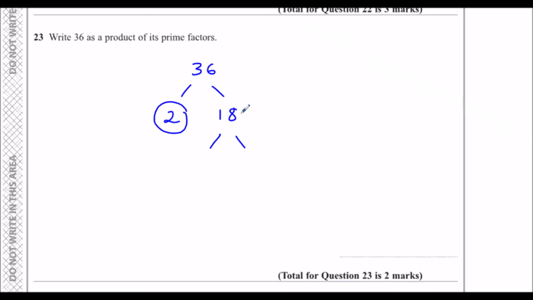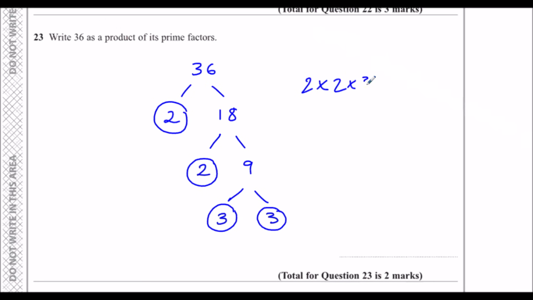We break down the 18. Two numbers that multiply to make 18. We can have 2, which is prime, times 9, which isn't. And two numbers that multiply to make 9. We can only have 3 times 3. And now we can't break these numbers down anymore. We can't split them up into prime factors because they're already prime. So 2 times 2 times 3 times 3 is our answer. And 2 times 2 times 3 times 3, if we multiply them together, would make 36.